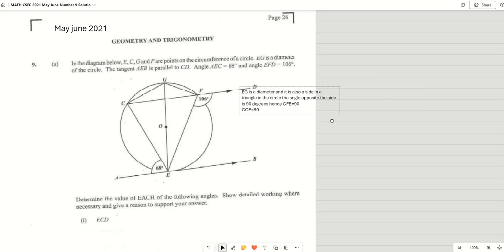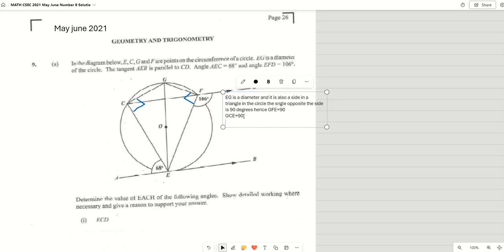Let's make this a little bit smaller so that we can fit it. So that's one of the rules. We know this angle here, which is GFE, is 90, and then there's the next triangle here, and the angle here is also 90 degrees. You may or may not need it, but I'm letting you know this is one of the rules that we would have used.